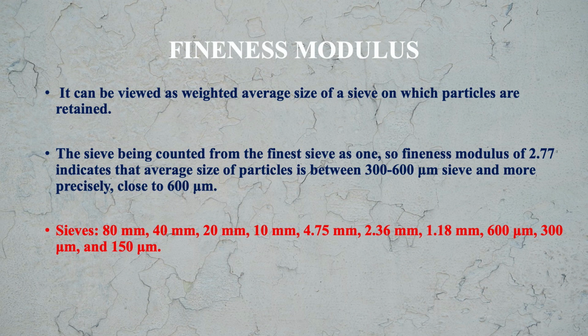So here we got the number as 2.77. This means something between second and third. The second sieve from the bottom is 300 micron and the third is 600 micron. So our aggregate lies somewhere between those. The average size of the particle is between 300 micron and 600 micron, and this number 2.77 is more close to 3. So it is more close to the 600 micron size. This aggregate basically has an average size which is closer to 600 micron.